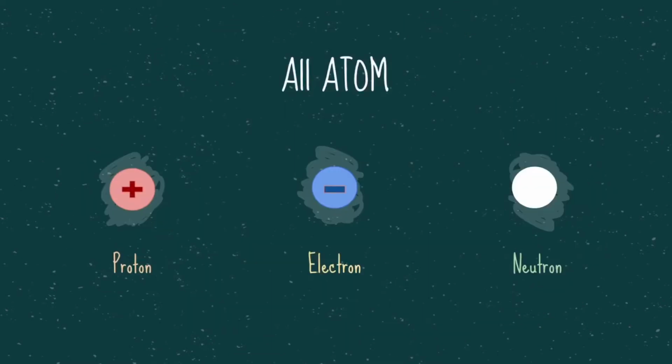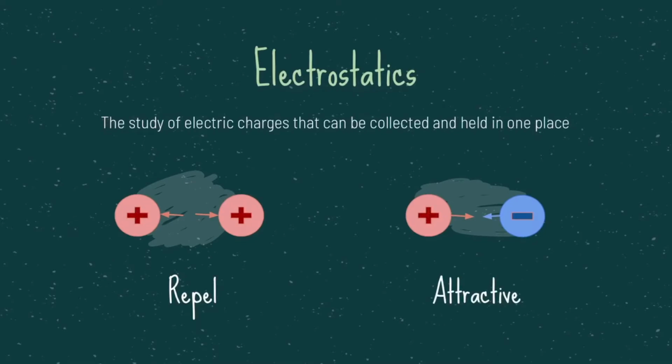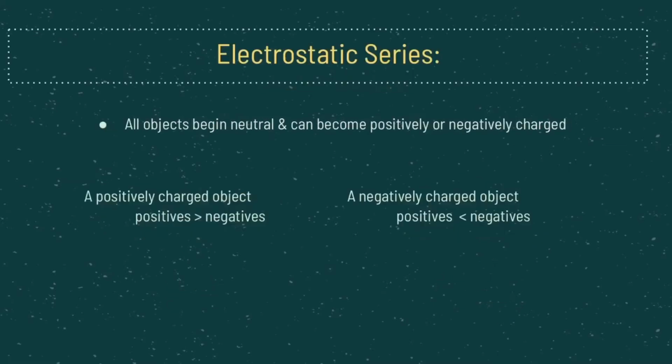First, you need to know that all objects contain atoms, and atoms are made of protons, which are a positive charge, electrons, which are a negative charge, and neutrons, which are neutral. Electrostatics is the study of electric charges that can be collected and held in one place. Like charges will repel each other, but unlike charges will attract each other.